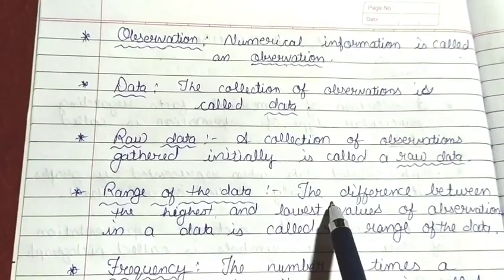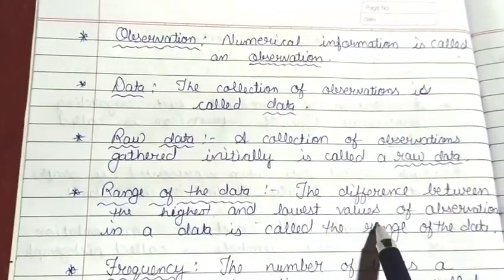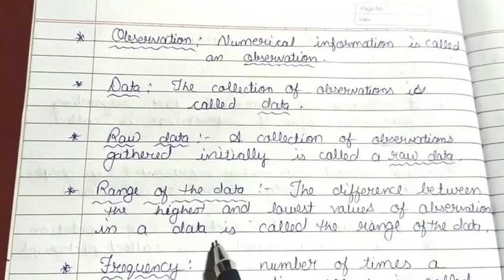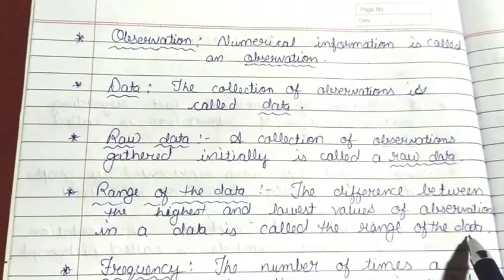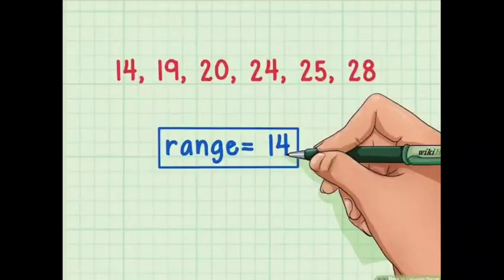Now, range of the data. The difference between the highest and the lowest values of the observations in a data is called the range of the data. Let us see with an example. Now, dear students, see here the numerical information which is known as observation, and the collected observations are known as data. It is raw data, and to find the range of the data, that is the maximum minus the minimum, that is 28 minus 14 gives 14.